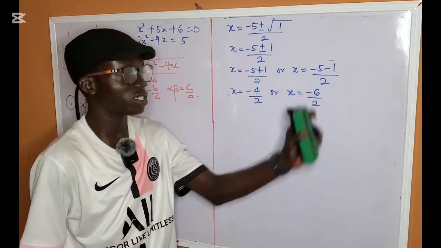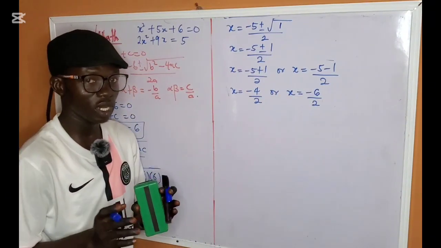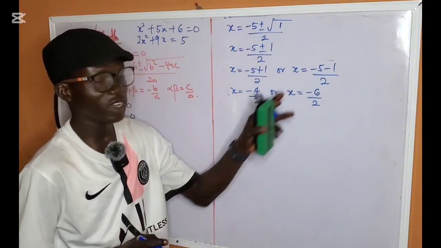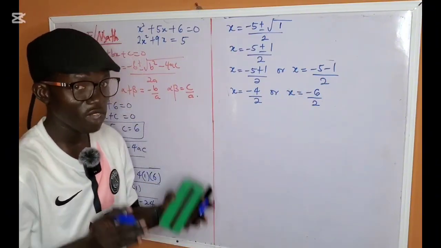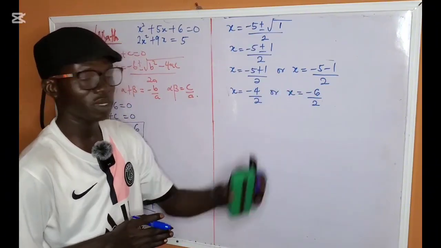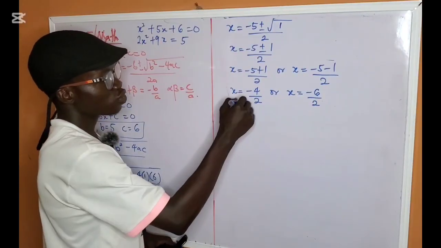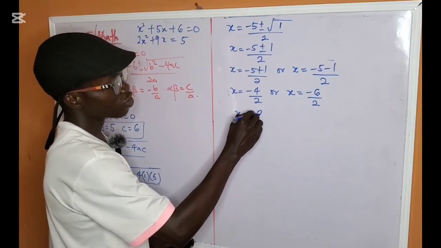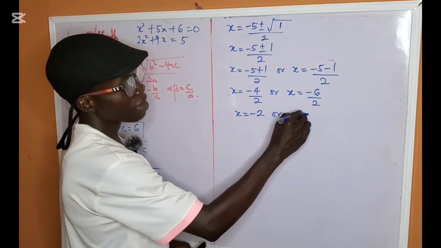Minus 5 minus 1 is minus 6. You are owing two individuals money. If this is 5 naira and this is 1 naira, so if you add the money you are owing together, it's going to be minus 6 naira. So 2x equals minus 2, or x equals minus 3.